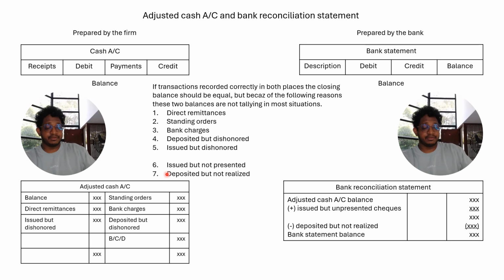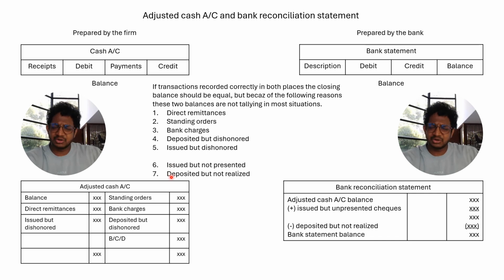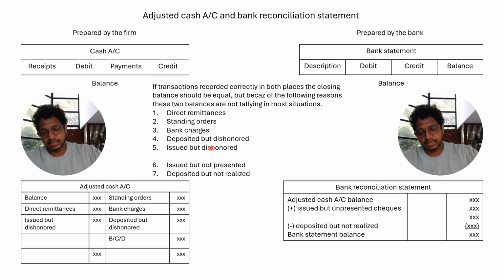Deposited but not realized means when we receive a check and deposit it, but sometimes it is not realized in the bank statement as well. So those two are not errors that anyone made, right? These are things that happen with the time frame. So we are not adjusting these. But the above items we can adjust in the cash account, because these are errors and omissions, mostly omissions. But these two are not errors. So these two we show in the bank reconciliation statement.